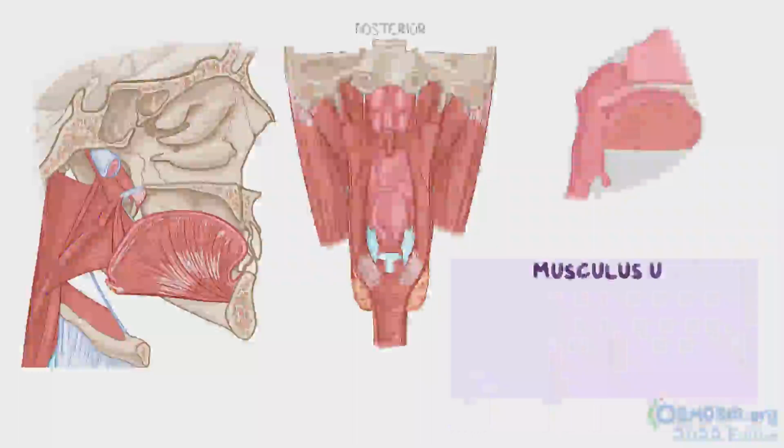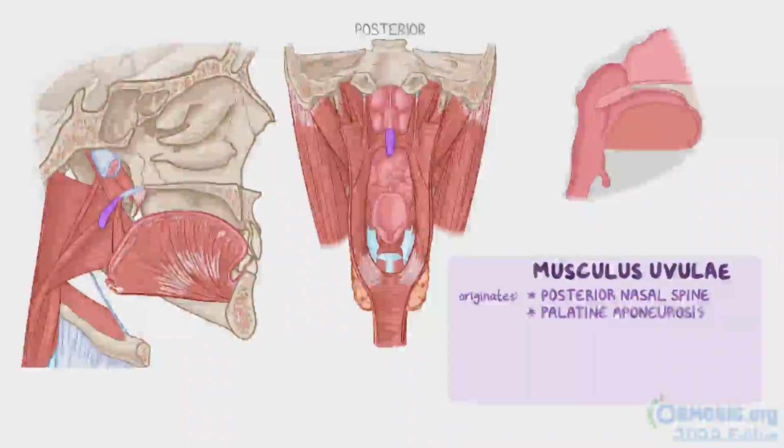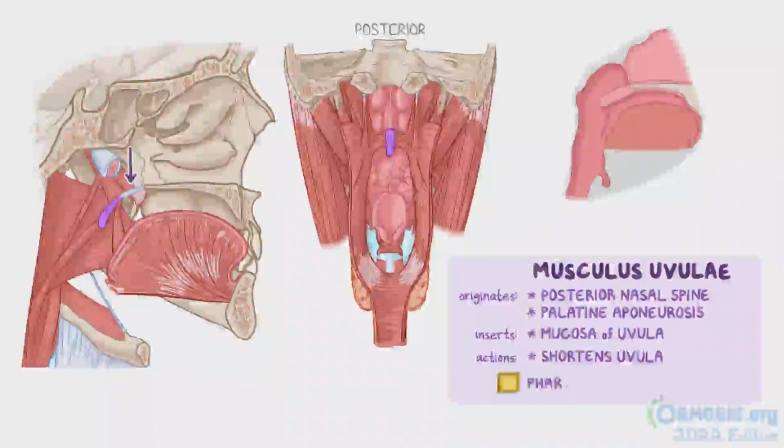The musculus uvulae originates on the posterior nasal spine of the hard palate and runs postero-inferiorly to insert on the mucosa of the uvula to shorten it when it contracts. And yet again, this muscle is innervated by the pharyngeal plexus.